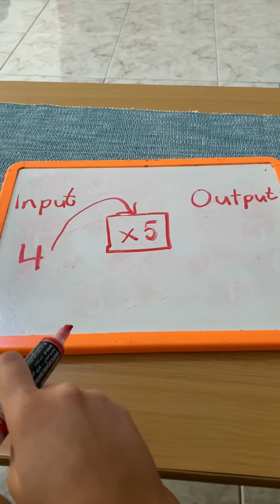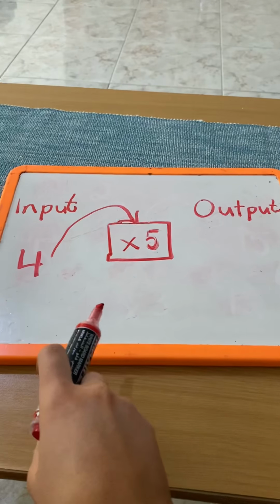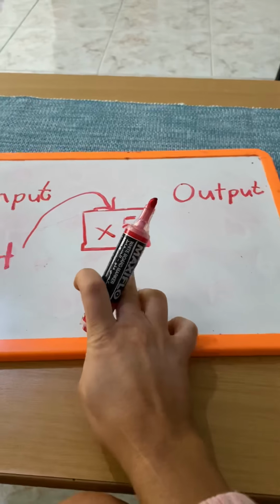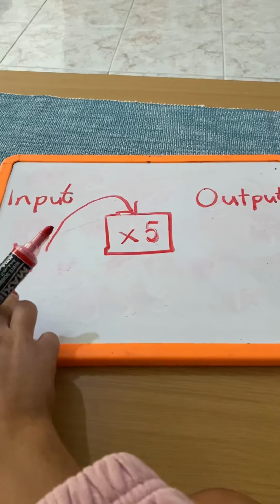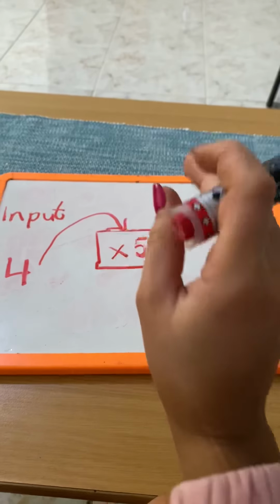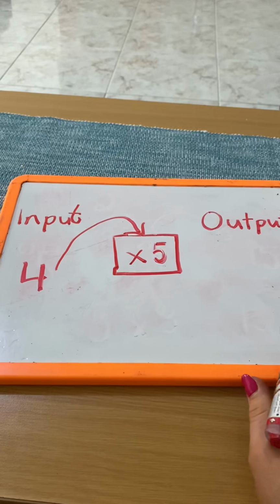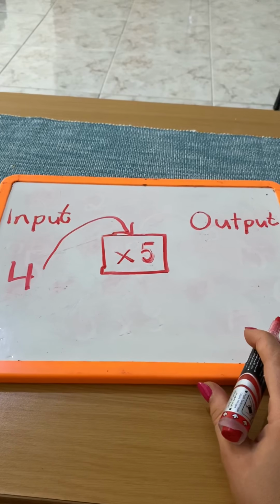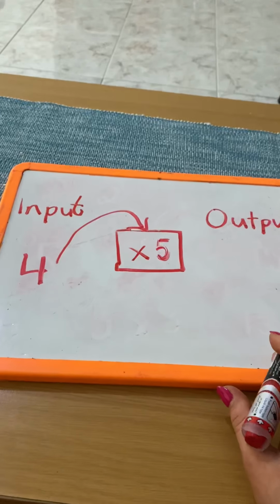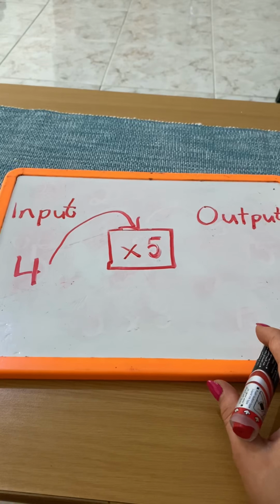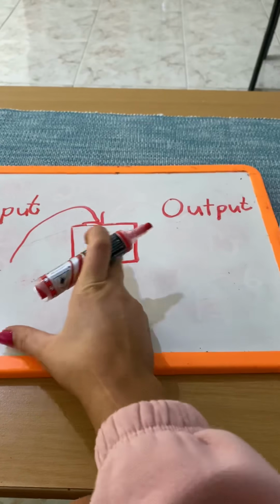Now, when it comes out the other side of the function machine, it's not going to be the number 4 anymore, because the function machine has done its job, and it's multiplied our number 4 by 5. So it said we've had the number 4 5 times. So we've said 4 plus 4 plus 4 plus 4 plus 4. But that would be very long to write out. So that's why we're saying 4 times 5.